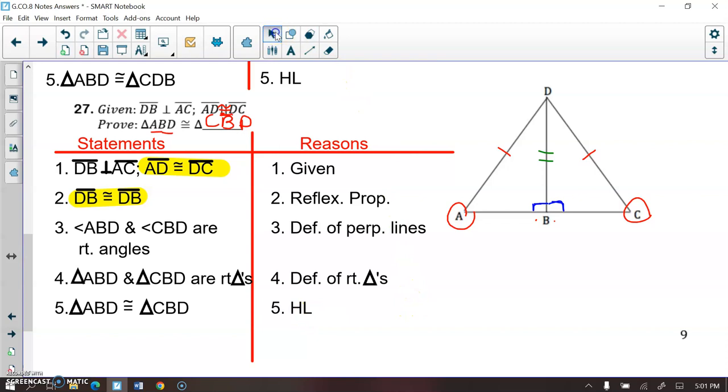All right, a reminder, we're not always going to use HL when we're dealing with right triangles. Keep that in mind. All right, that brings us to the end of level 3. And level 4, we're doing more proofs.